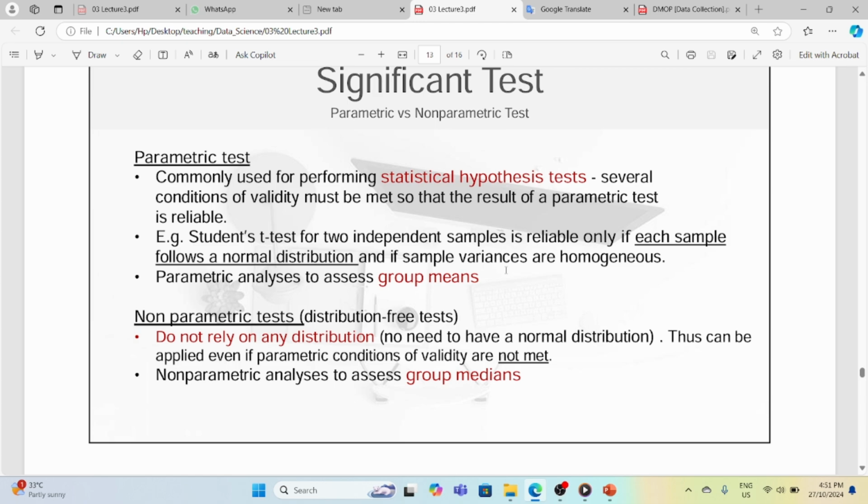Non-parametric test is a distribution-free test. It does not rely on the distribution. No need to have a normal distribution. Thus, it can be applied even if the parametric conditions for validity are not met. Non-parametric analysis assesses group medians.